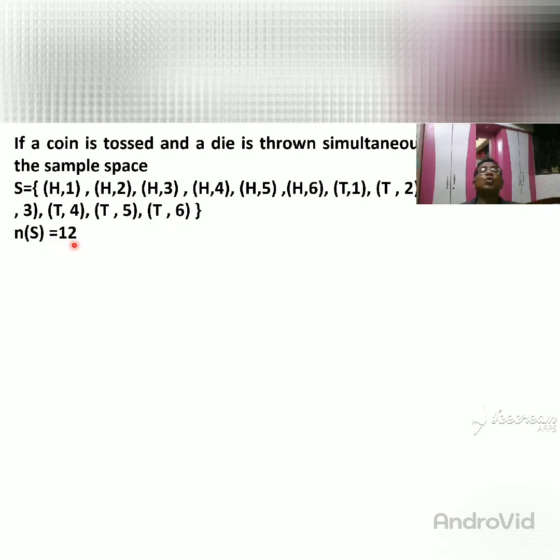Okay. So how is it 12? Do you understand? You started from head first. So head can make pairs with head 1, head 2, head 3, head 4, head 5, head 6. After head, you started here from tail: tail 1, tail 2, tail 3, tail 4, tail 5, tail 6. In such a way. Okay.